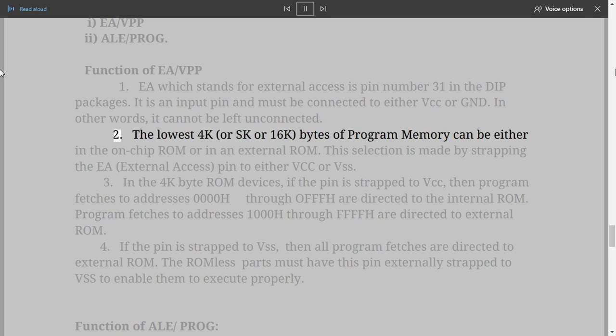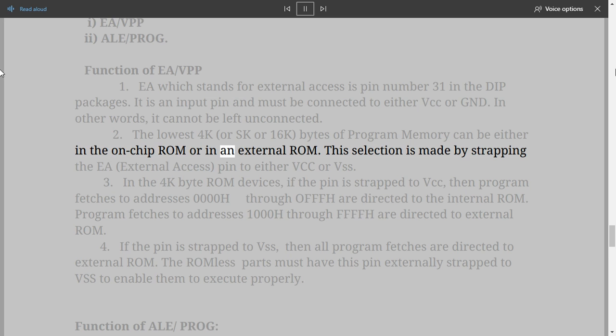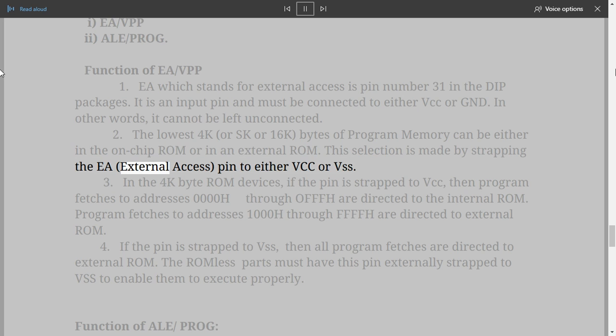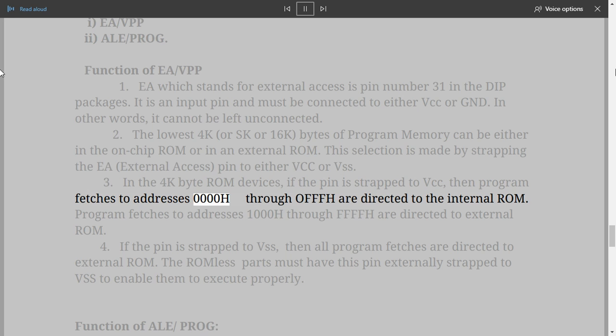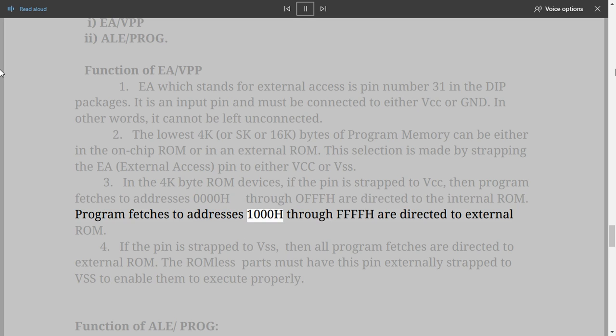2. The lowest 4K, or 8K, or 16K bytes of program memory can be either in the on-chip ROM or in an external ROM. This selection is made by strapping the EA, external access, pin to either VCC or VSS. 3. In the 4K byte ROM devices, if the pin is strapped to VCC, then program fetches to addresses 0000H through 0FFFH are directed to the internal ROM. Program fetches to addresses 1000H through FFFFH are directed to external ROM.